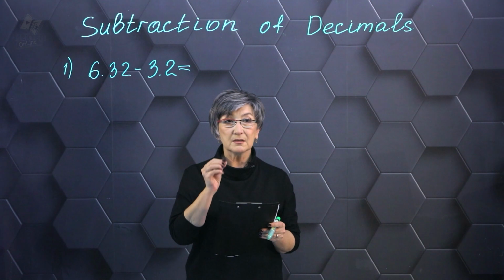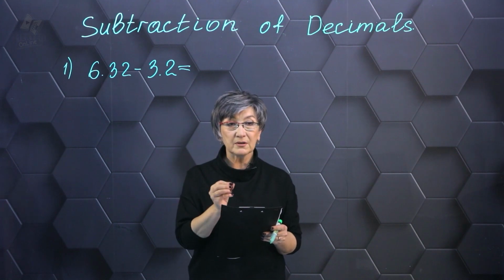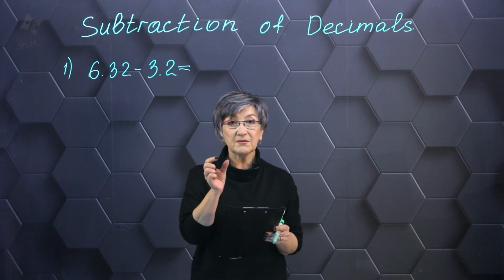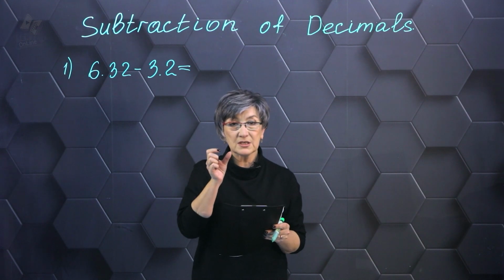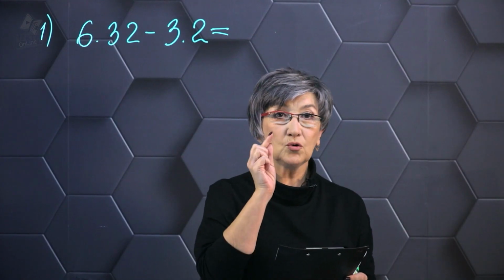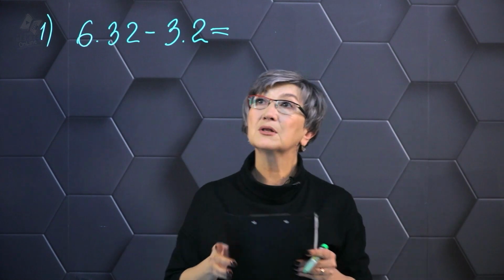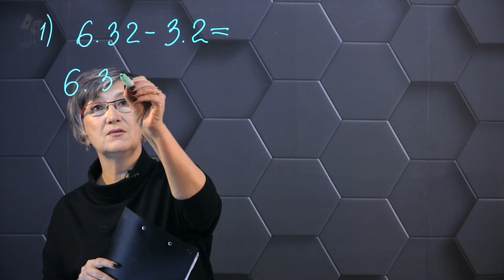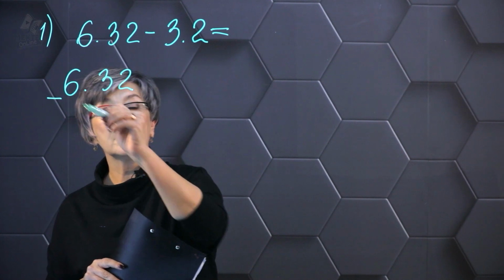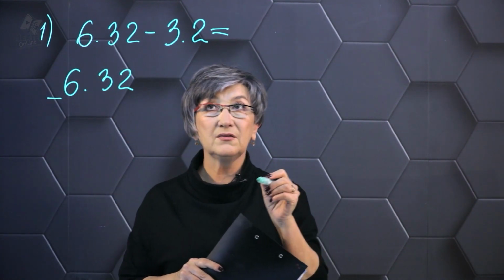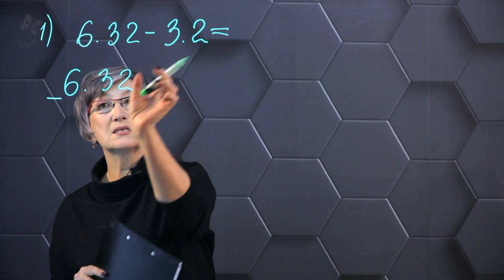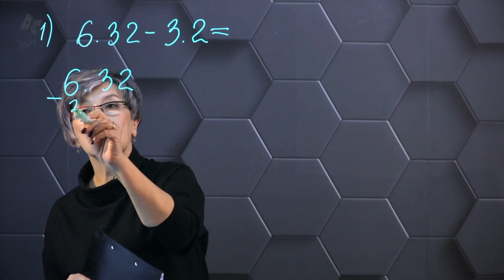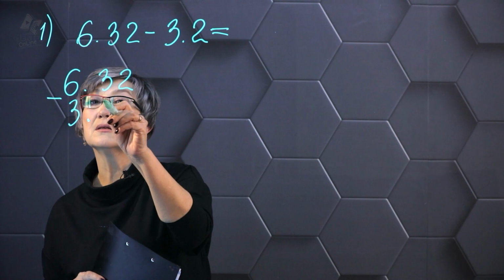Let's remember the rules. The most important rule: the whole part in subtraction and addition is under the whole part. The dot is under the dot, so I write 6.32 hundredths minus 3.2 tenths.